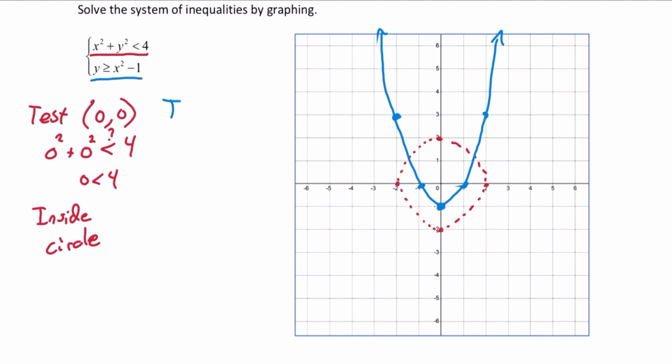Let's use a test point. Again, we can test 0, 0. Plug that into the original inequality, and we get 0 is greater than or equal to -1. That is a true statement. So we want to shade inside the parabola.